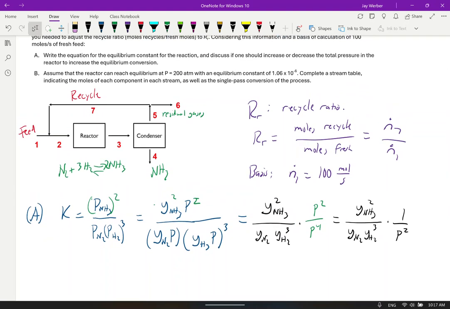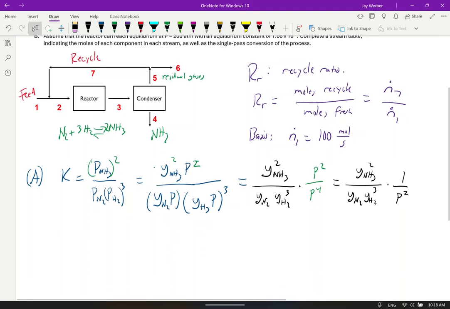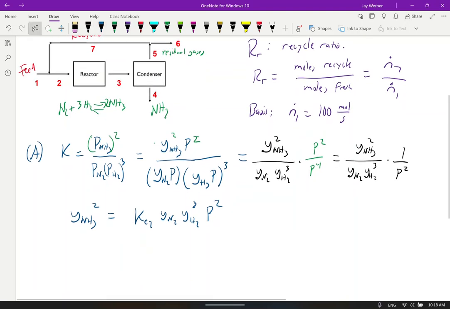And if we want to increase the conversion, right? So what is the conversion going to be? We want to maximize the amount of ammonia that's produced. So let's move this around a little bit. So we have y_NH3 squared is equal to K_EQ y_N2 y_H2 cubed P squared, right? So this is the mole fraction of ammonia.